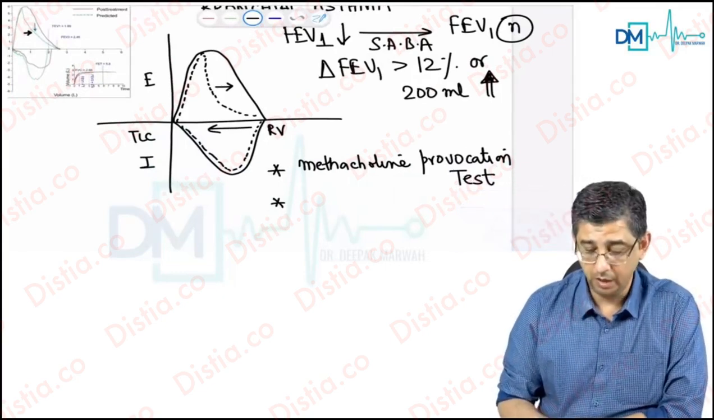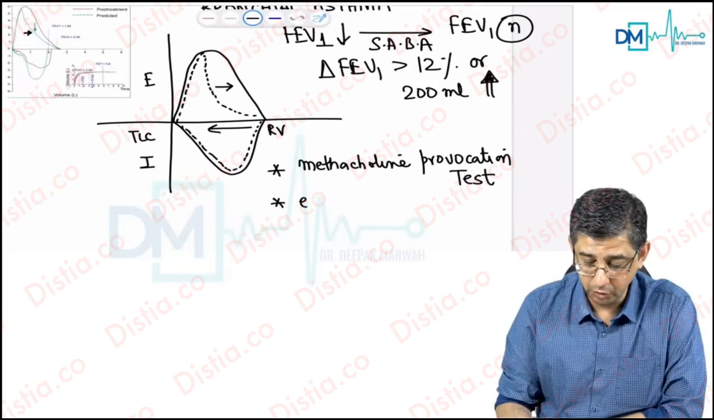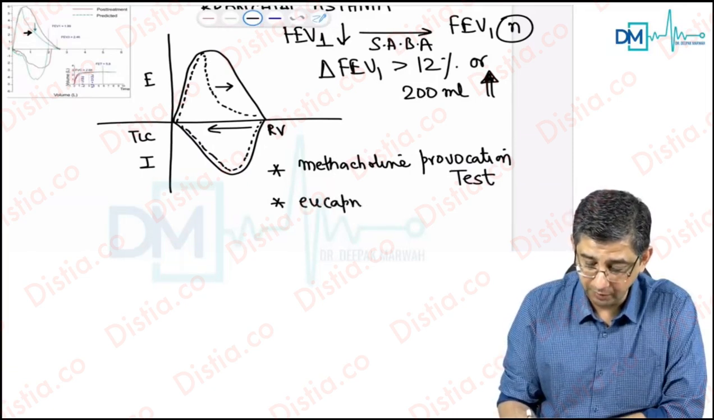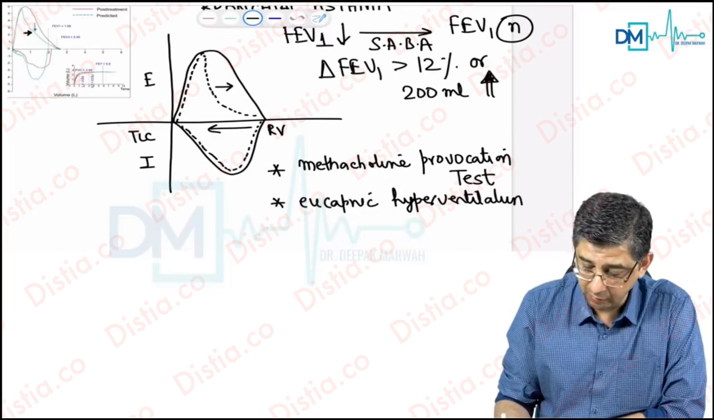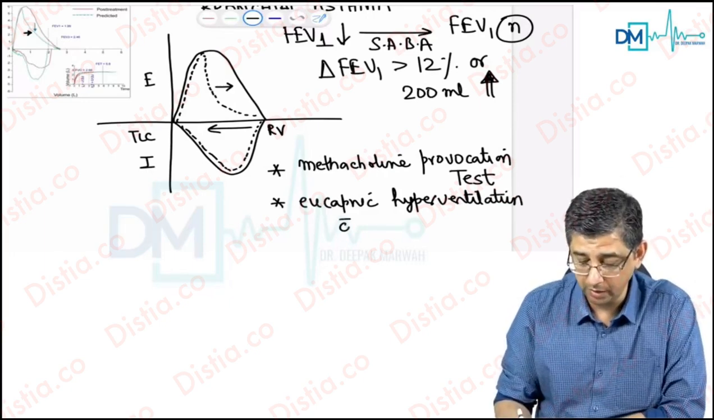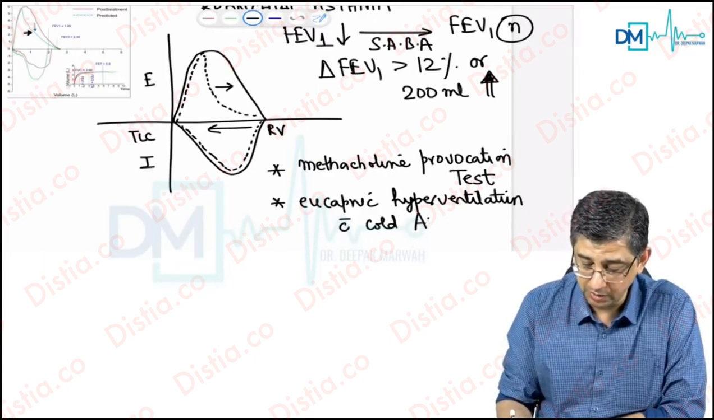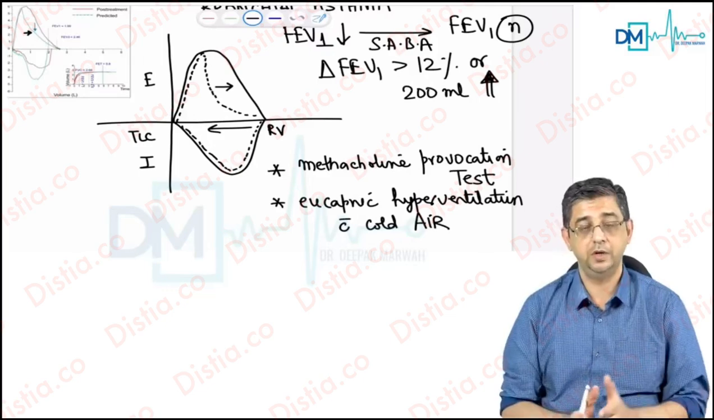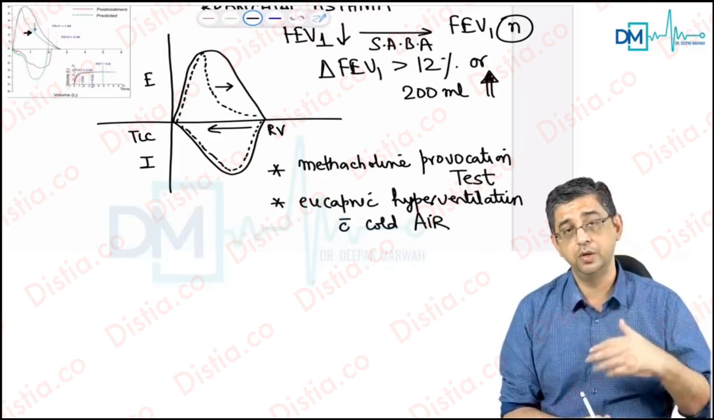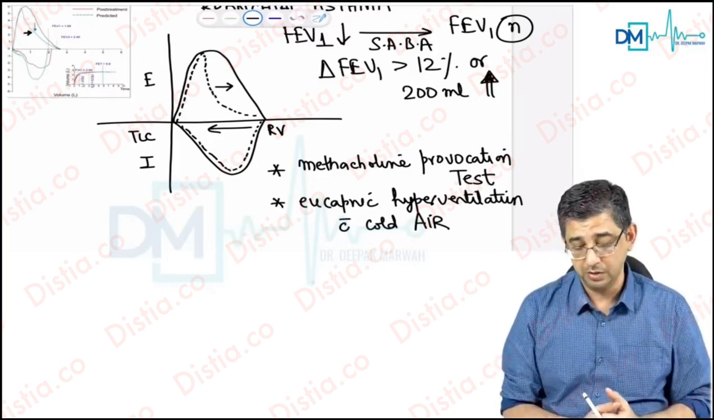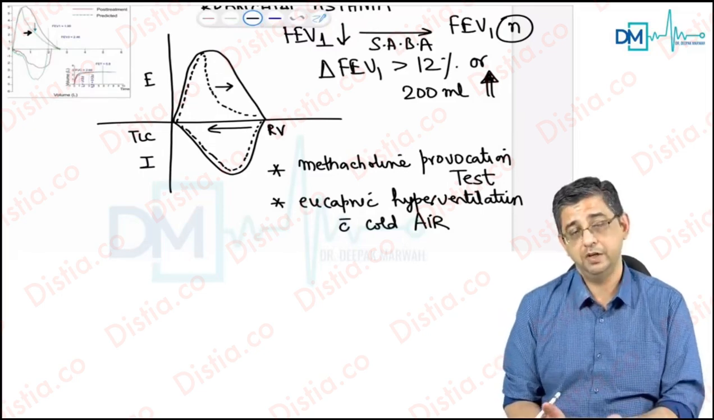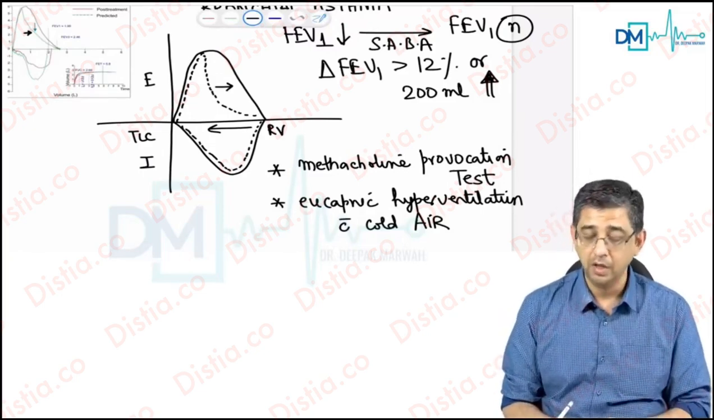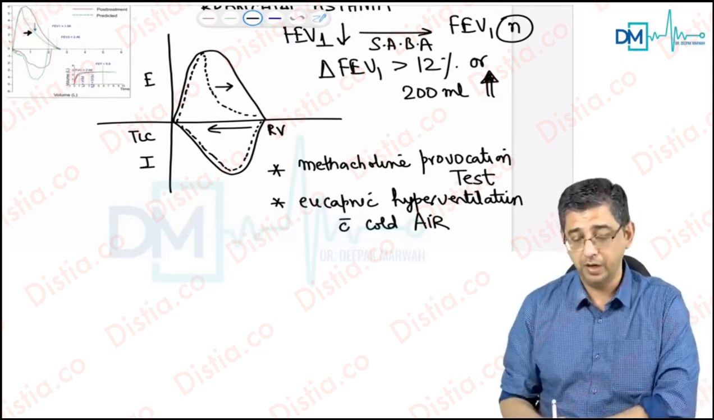Another test that is mentioned in Harrison is the eucapnic hyperventilation test. Here the person will be made to breathe in cold air. You will notice that asthmatics have bronchial hyperreactivity to cold air. If an asthmatic goes to a hill station, he falls sick. In winter season, an asthmatic falls sick. Sitting in front of an air conditioner, the cold blast of air can make an asthmatic person sick. So here we are simply using physiology. He breathes in cold air and he starts having difficulty in breathing. The FEV1 will go down. If he stops doing that, the FEV1 will come back to normal.